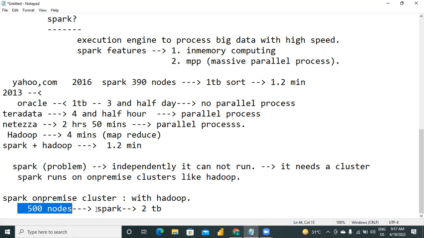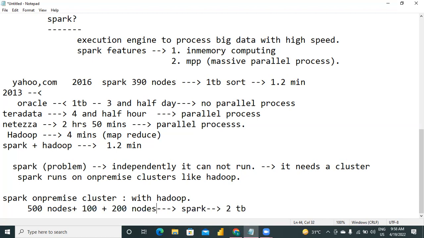At that time you need to scale up the capacity of your cluster. How can you scale up? By adding a few more nodes, maybe 100 nodes. Again, after 1 month, you add some 200 nodes like this. Every time scaling up your physical data center is very tough for you.